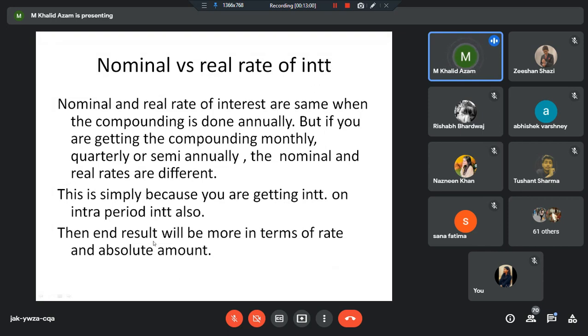So if you are going to compare with the nominal rate of interest, which you are going to compound on an annual basis, and you are going to compound on semi-annually or quarterly or monthly, then in that case the absolute amount, the future value of your amount, will be more, and the rate when you calculate will also be more. So this is the situation. Now we have to take up this particular aspect very briefly, so this is one example.